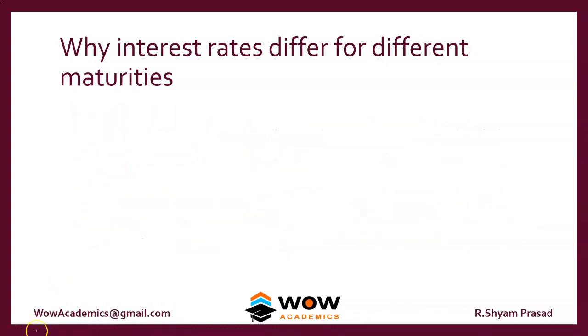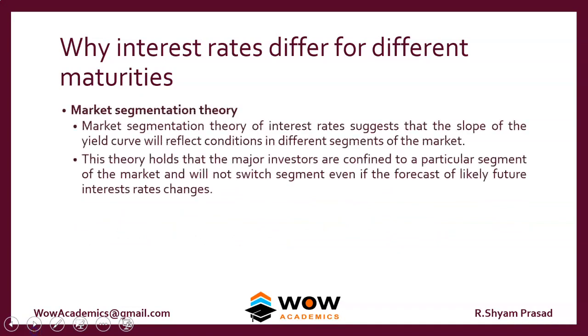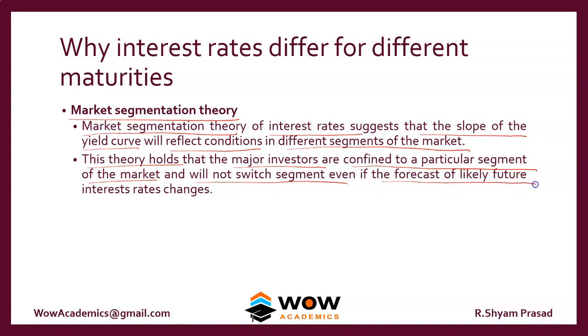So, we'll move on to the next theory. The next theory is called the market segmentation theory. Market segmentation theory of interest rates suggests that the slope of the yield curve will reflect conditions in different segments of the market. This holds that the major investors are confined to a particular segment of the market and will not switch segments even if the forecast of the likely interest rate changes. So we look at the picture.